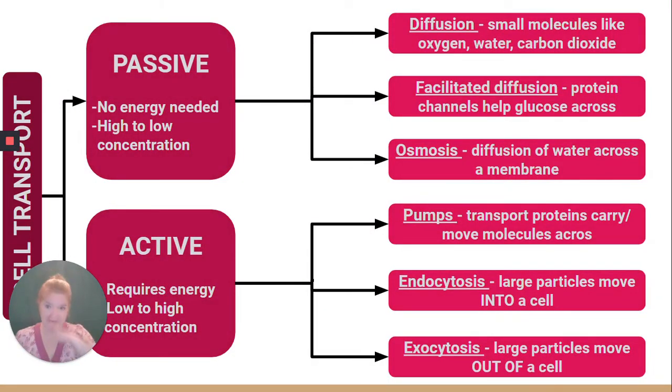Okay, so let's look at this chart. This covers all of cell transport. So two main categories of cell transport, passive and active. So let's cover passive first. Passive transport doesn't need any energy. The cell doesn't have to do anything to make it happen. It just happens on its own.